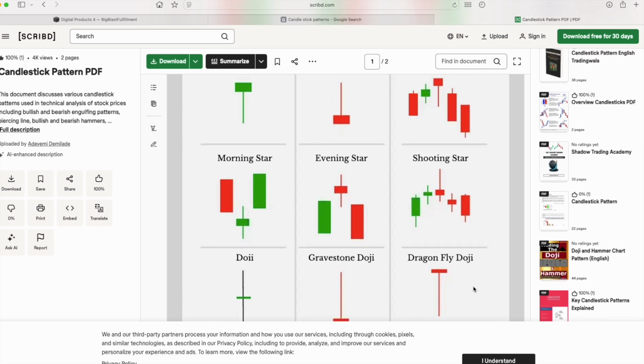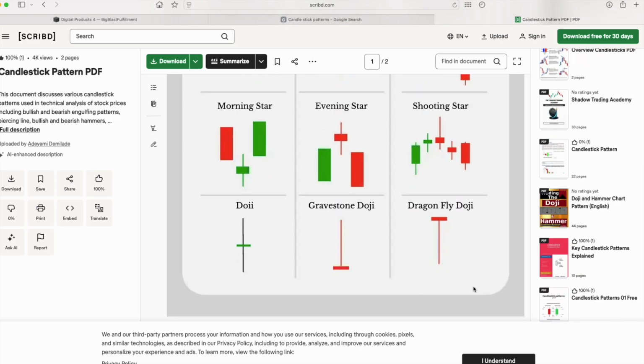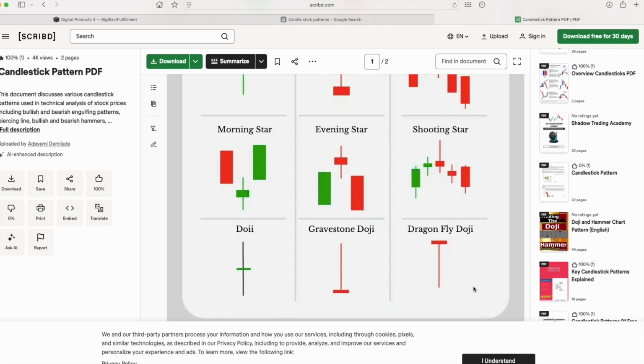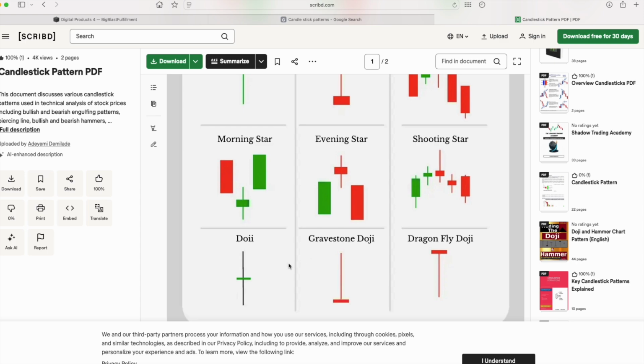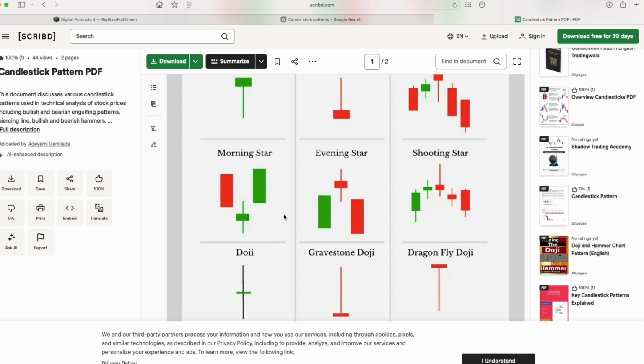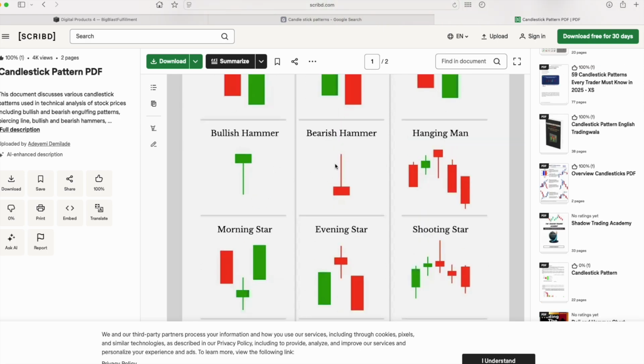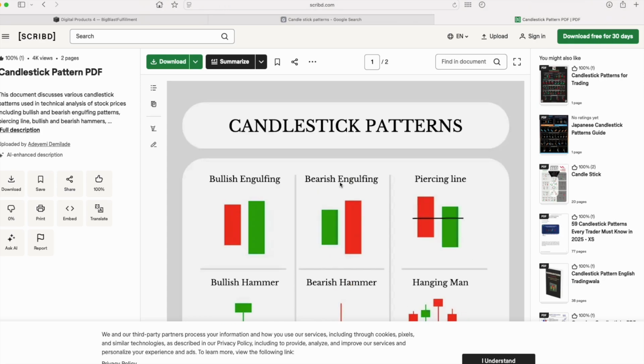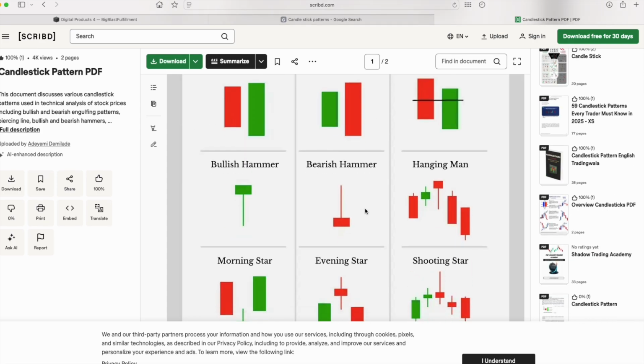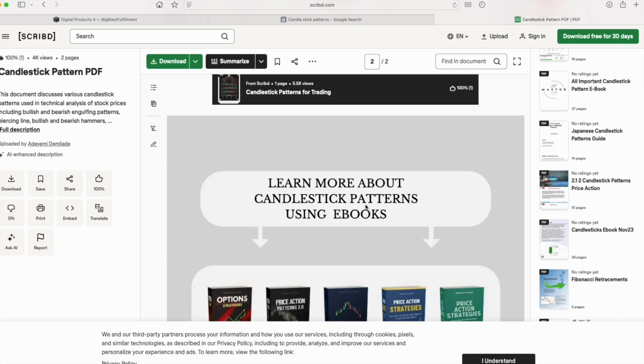All right, so there are different patterns out there. The ones you see the most of: every once in a while I might see a gravestone, but mostly I see dojis like this. I see morning star patterns, evening star patterns, and these hammers. And a lot of bullish haramis I see.